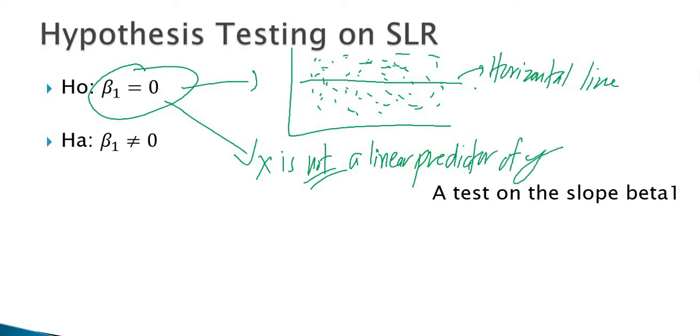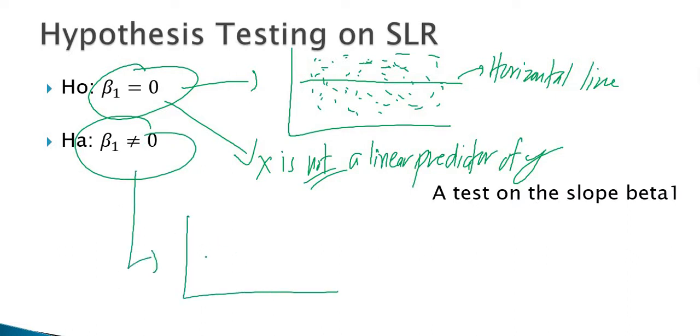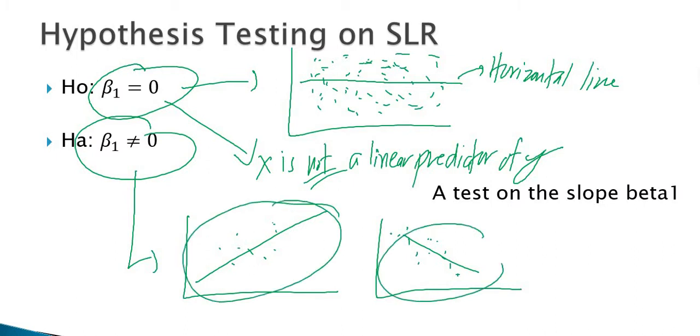That's why X here is equivalent to X is not a linear predictor of Y, because of this situation that I illustrated here. Now, the alternative is here because if there is a slope that is not equal to 0, it can either be this, which is a positive slope, or this one, which is a negative slope. So either one of these two would result in our alternative hypothesis.